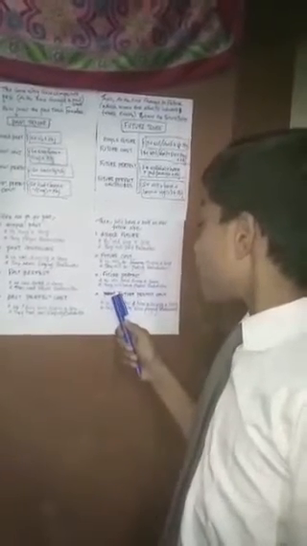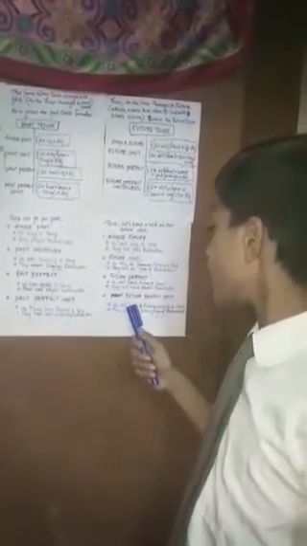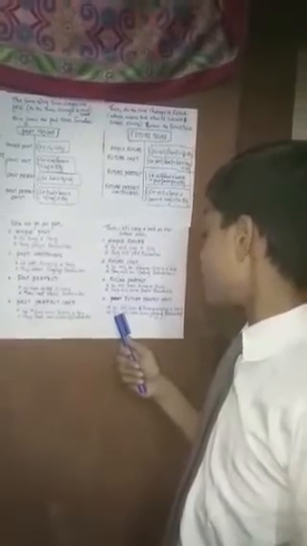Three, future perfect. He will have sung a song. They will have played badminton. Future perfect continuous. He will have been singing a song. They will have been playing badminton.